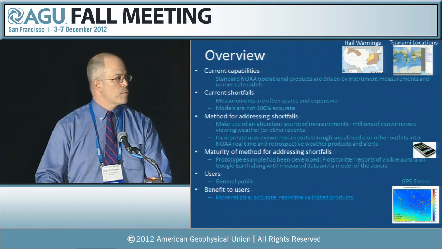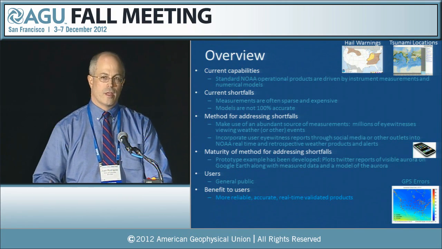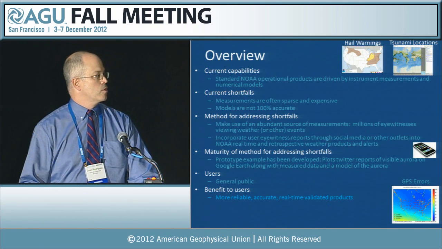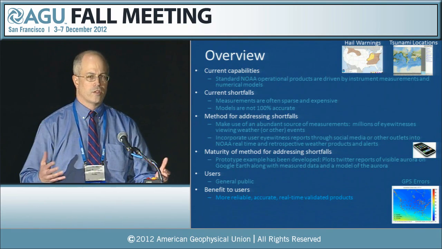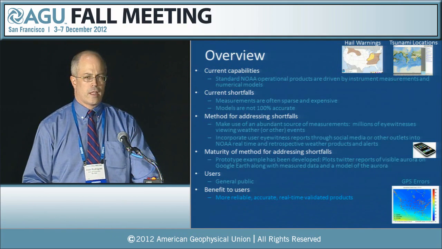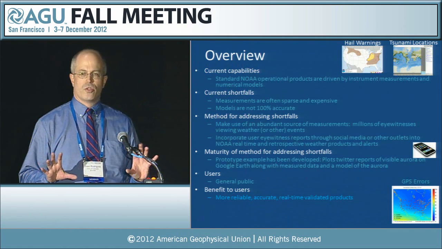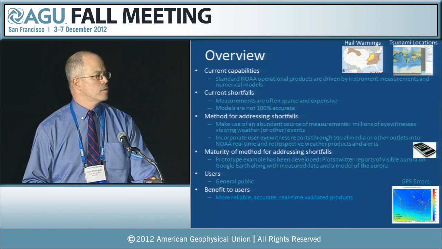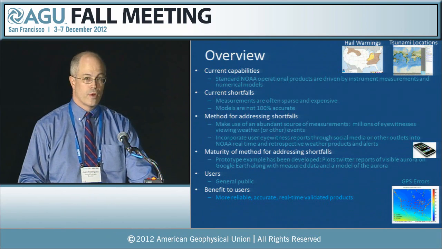At this point, again, we have a prototype which has been developed. It uses Twitter reports of visible aurora, that is, aurora visible to the human eye, combined with Google Earth, along with measured data and a model of the aurora to enhance the product we provide. Again, I'd like to emphasize there's general public interest in the aurora, so I'm not talking here necessarily about scientific users or scientific peers, but the general public. And the benefit to users, not just the general public, but I think also scientists eventually, would be more reliable, accurate, real-time validated products.